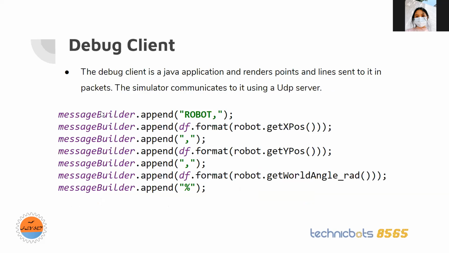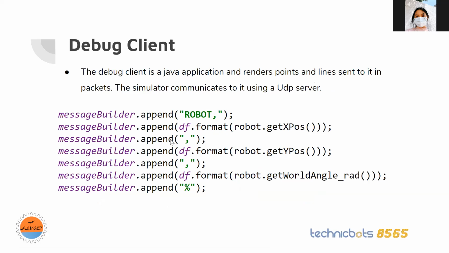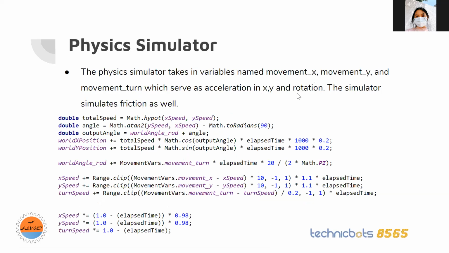All right, so here's an example of the code. Well, no, this is actually code from the simulator. So it builds a message in this format, and then it sends. They connect to each other using a UDP server.